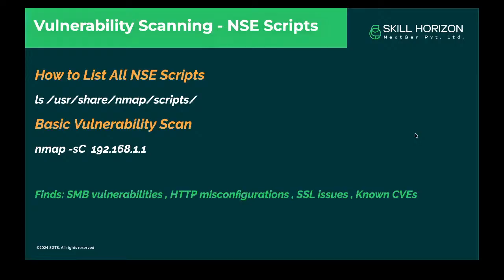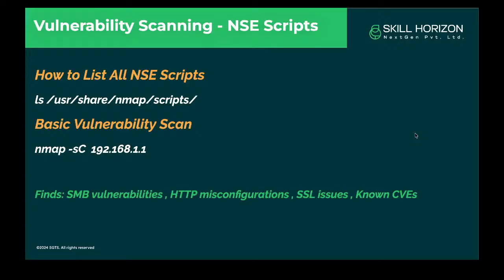The name of the directory is /usr/share. You will find it under /usr/share/nmap/scripts. When you visit the directory, all the NSE scripts will be listed. So if I use ls, then all the NSE scripts will be listed. Then you can select a particular script on your target to perform the vulnerability scanning.